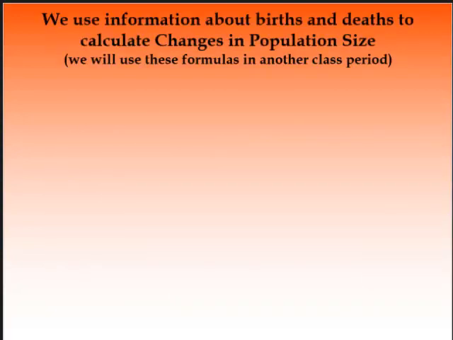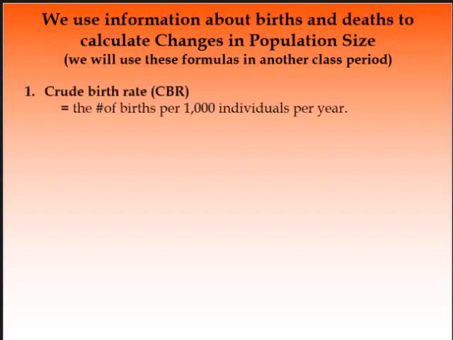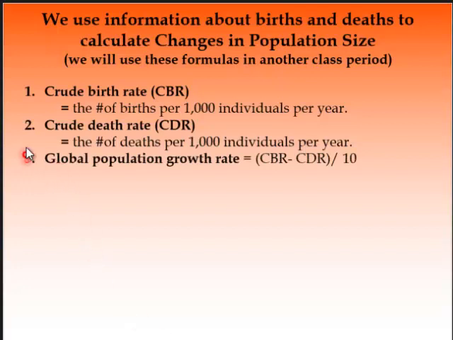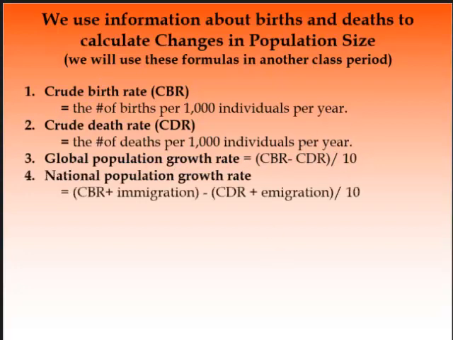And the reason we report it per thousand is so that we can compare country to country. Okay, so a little more about these values again. We use this to do a lot of calculations. CBR is number of births per thousand. CDR is number of deaths per thousand. Then global population growth rate is this minus this divided by 10. That's how we come up with a growth rate. We're going to practice that soon.